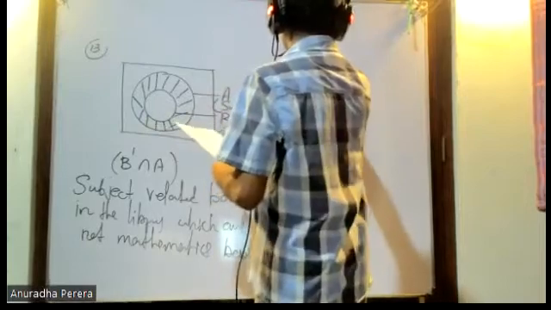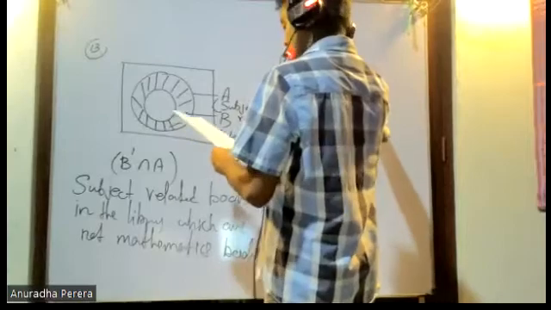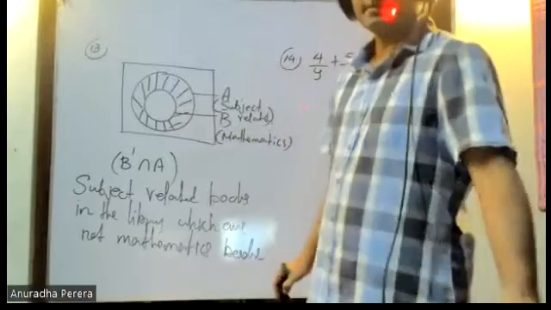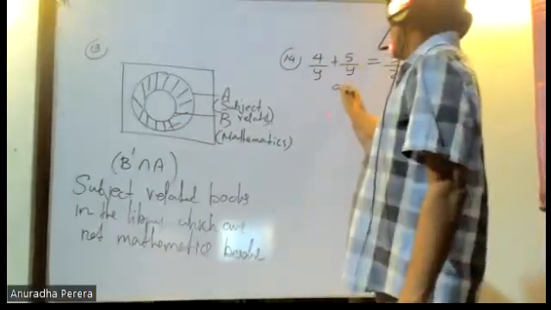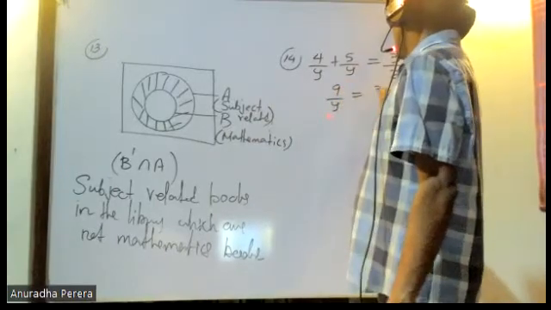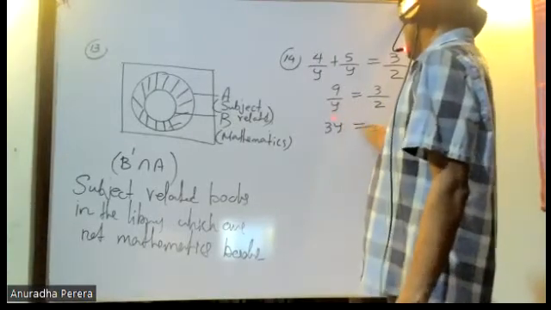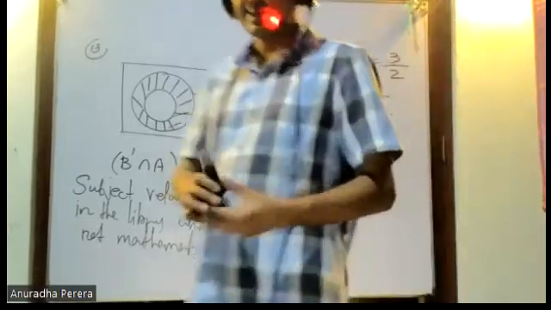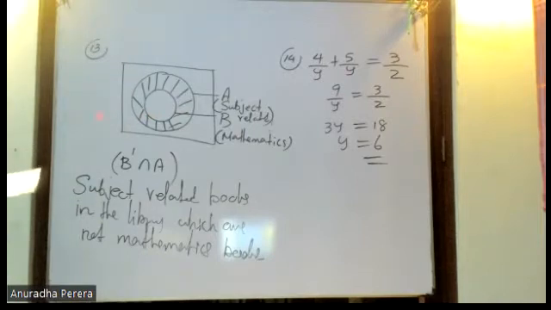4 over y plus 5 over y equals 3 over 2. The left side has two algebraic fractions with the same denominator. We can add these: 9 over y equals 3 over 2. Then apply a cross product. 3y equals 18. Then y equals 6. This is the answer. Yes, y equals 6. Answer for question number 14.